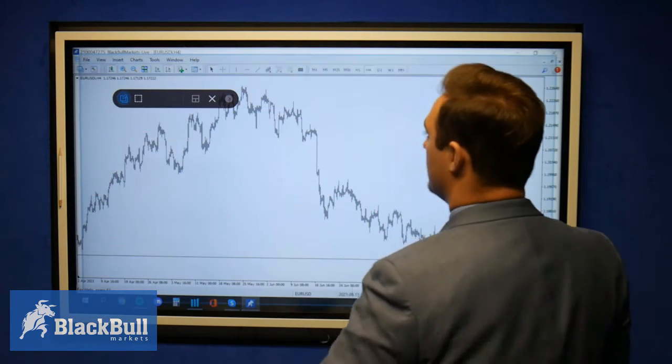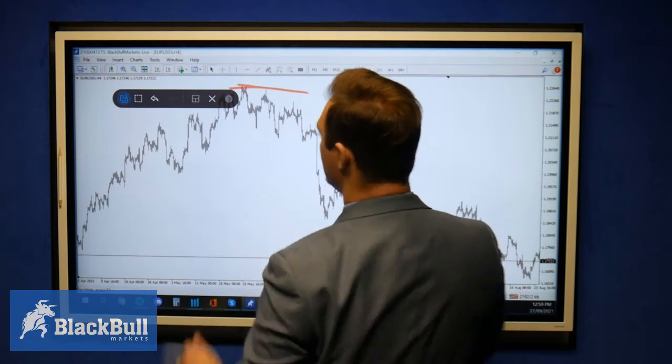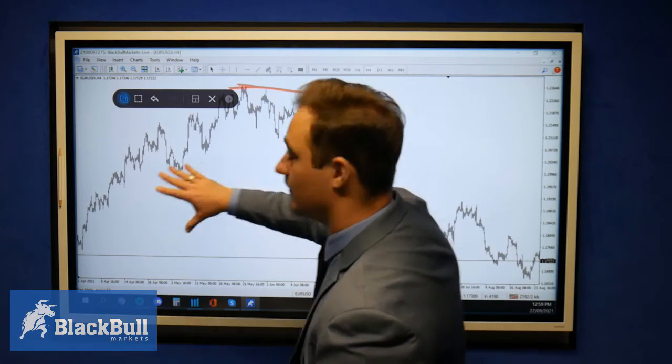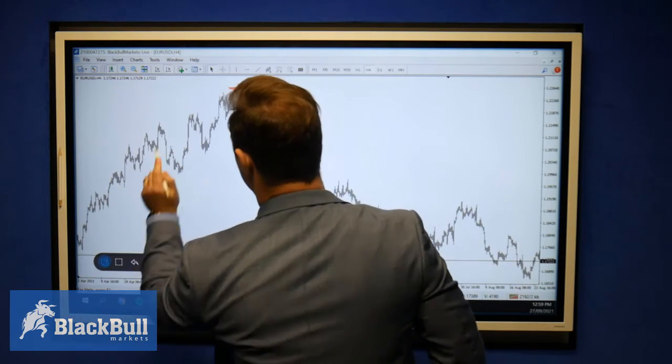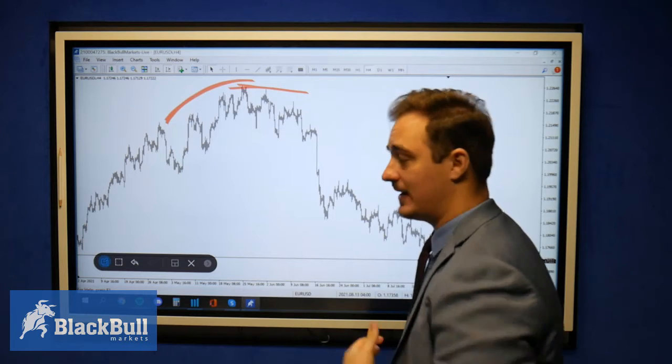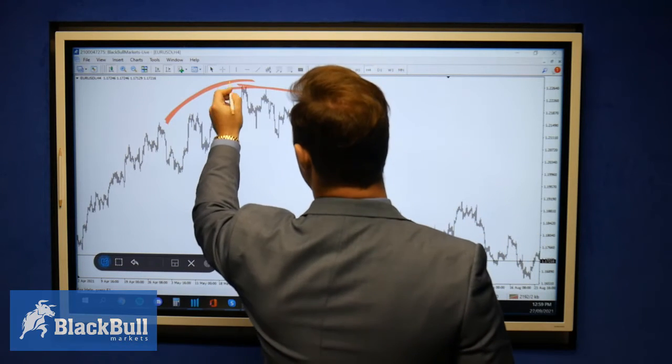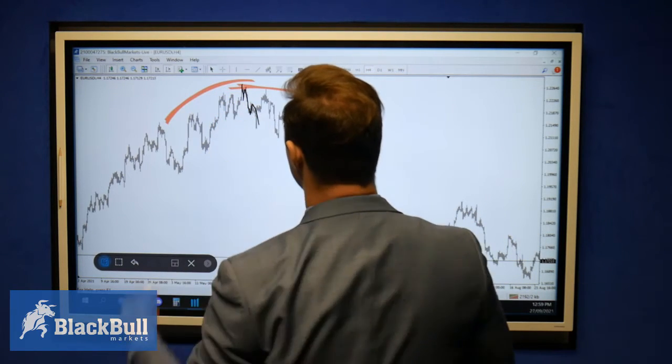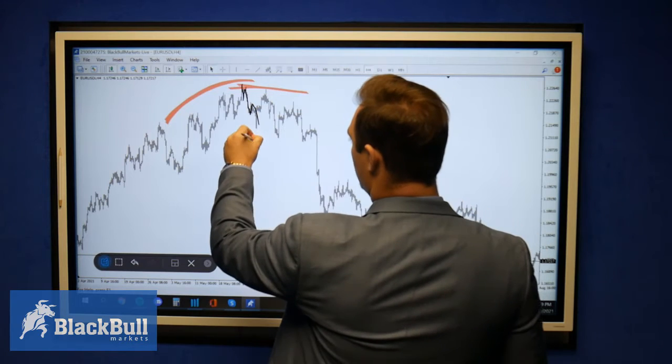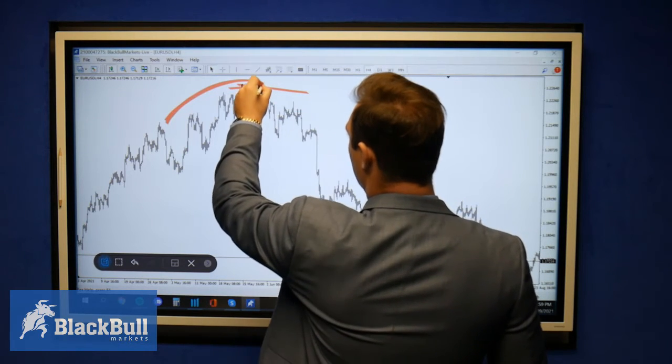All right, so we've got our high. We know that's the end of the ending diagonal, the market showing us that it is ready to push back down. Now we see a 5-wave structure, 1, 2, 3, 4, and 5, indicating our first wave structure. We've got wave 1. We've got a 3-wave pullback, wave 2.